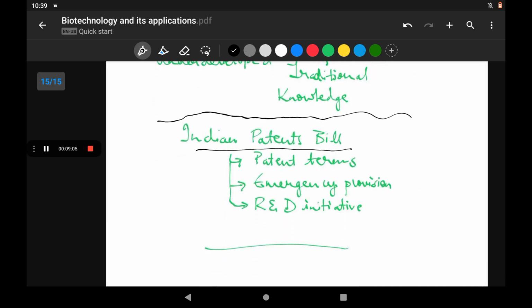They regulate the patent terms, the emergency provisions, and research and defense initiatives. So these are being done. This is a brief synopsis of the biotechnology and its applications chapter.